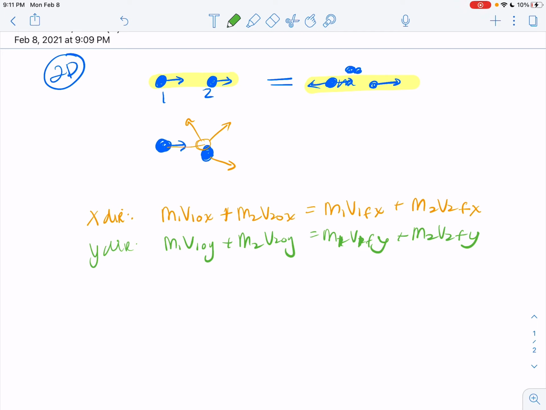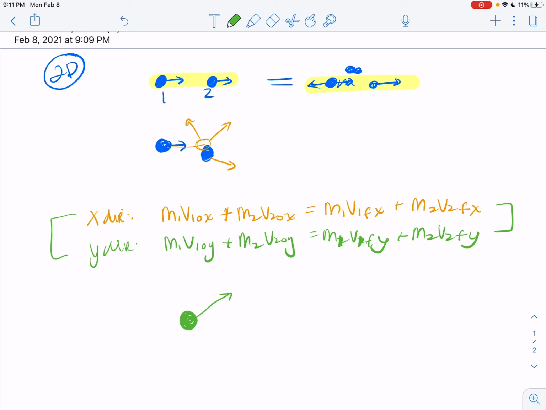So you're going to have basically 1 plus 2 in the x equals 1 plus 2 in the x final, and then 1 plus 2 in the y equals 1 plus 2 in the y final. As you can see, you're going to have 2 equations that you might have to solve simultaneously.